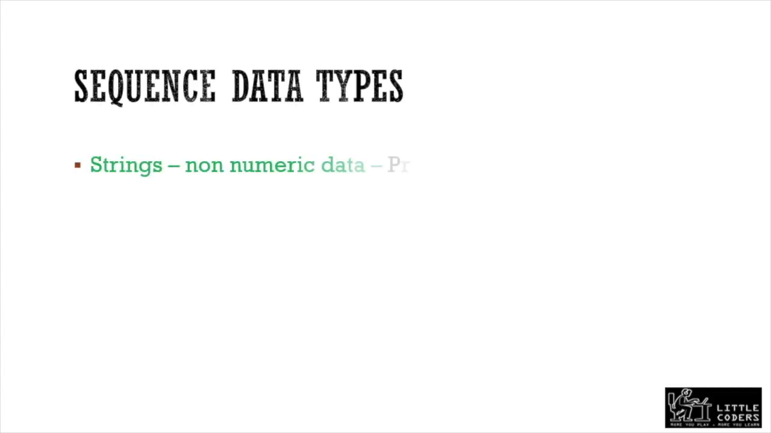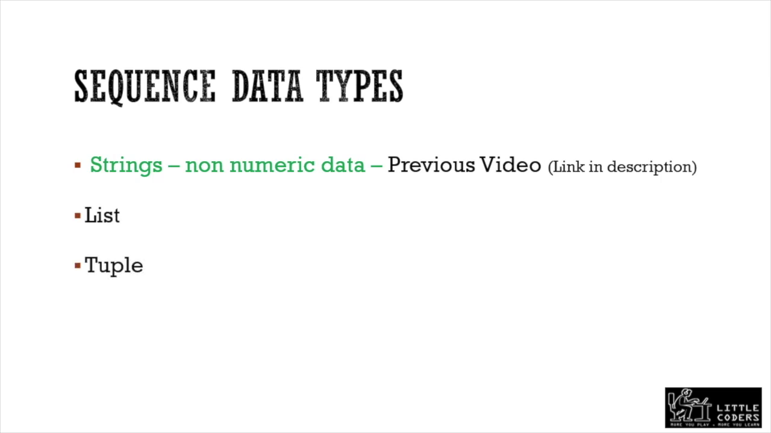So far we have seen the sequence data type, the strings. The other two main data types available are list as well as tuple. Before we see those things, let us see a program.